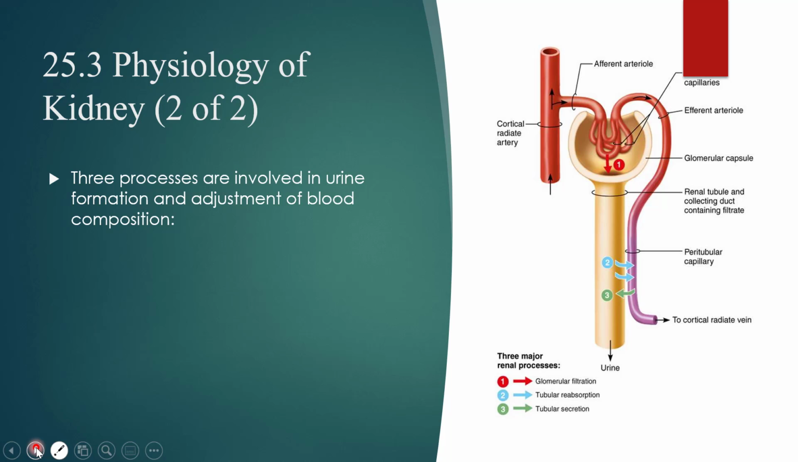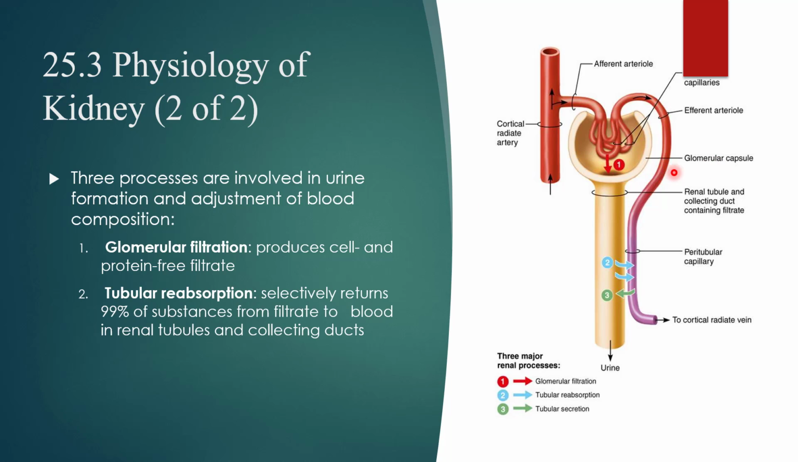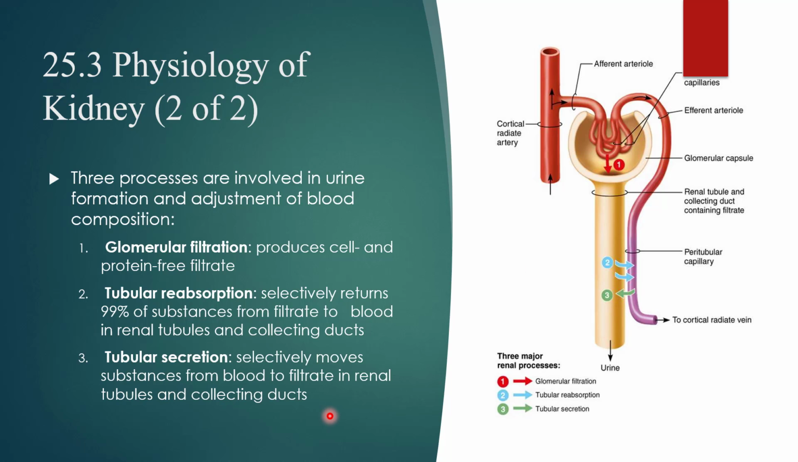So let's take a look at the first process. There are three processes actually. You have what you call glomerular filtration, and it is happening right here in the glomerulus. And then you have tubular reabsorption, which is happening along the tubes. And then the last one is secretion.